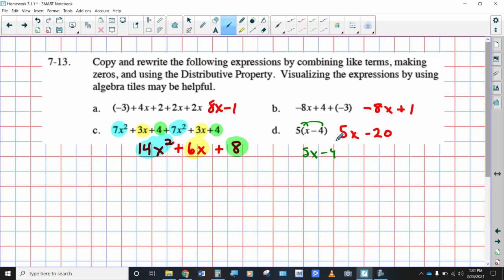There's nothing, no, 5x minus 20, because 5 times 4 is 20. 5 times x is 5x. So nothing to combine there. It's just using the distributive property.